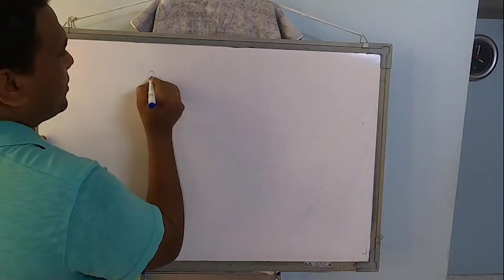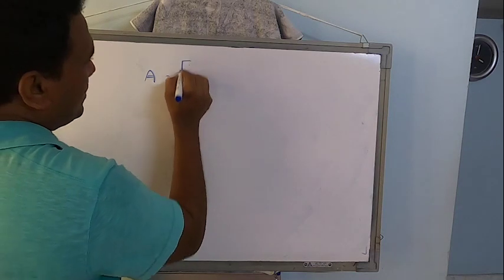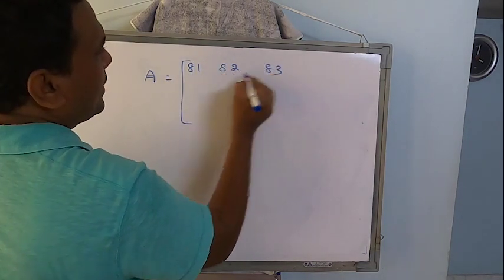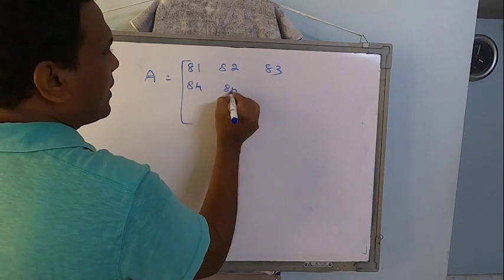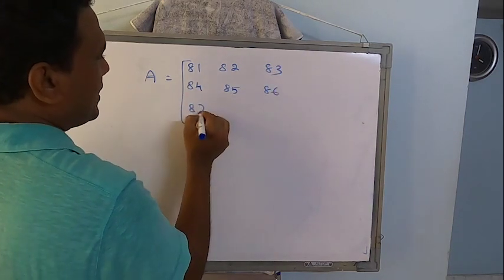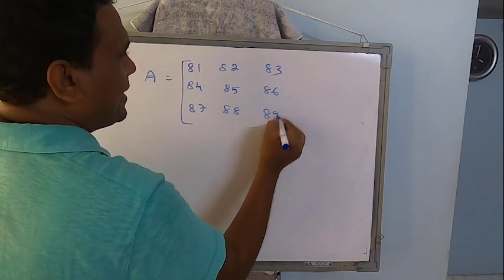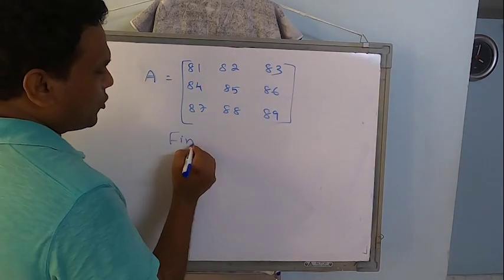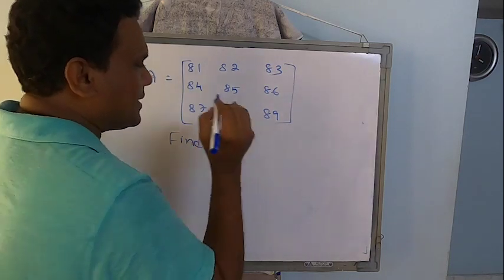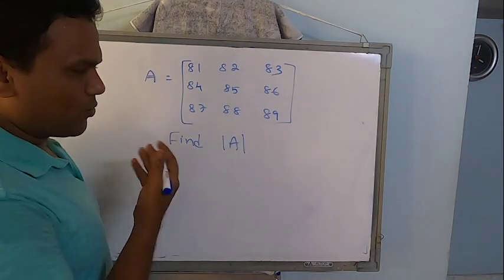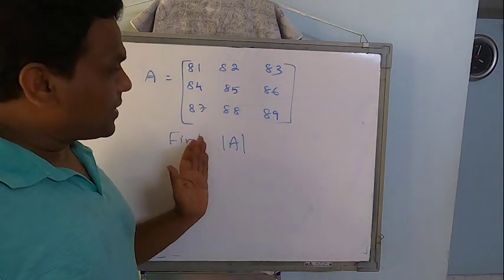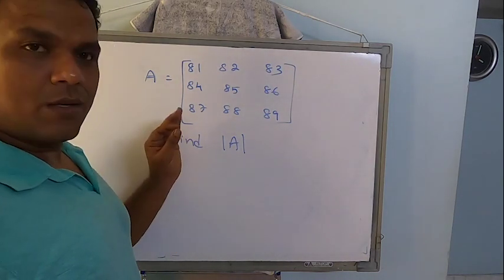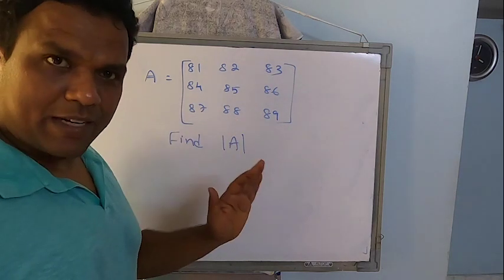So what you do here, I will give you a determinant: 81, 82, 83, 84, 85, 86, 87, 88, 89. This is the matrix I am going to give you. For this, you have to find the determinant. Sir, you only find it. No problem, it's easy for me. But there is something I want to explain from this example. So I suggest you please sit, work it out, and keep the answer ready.